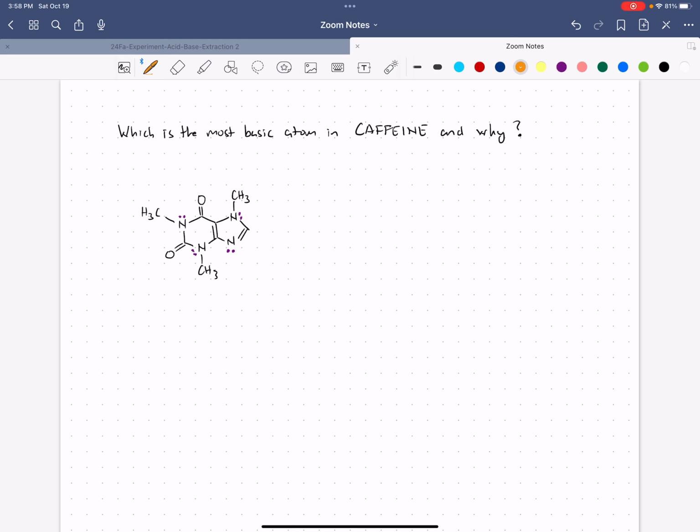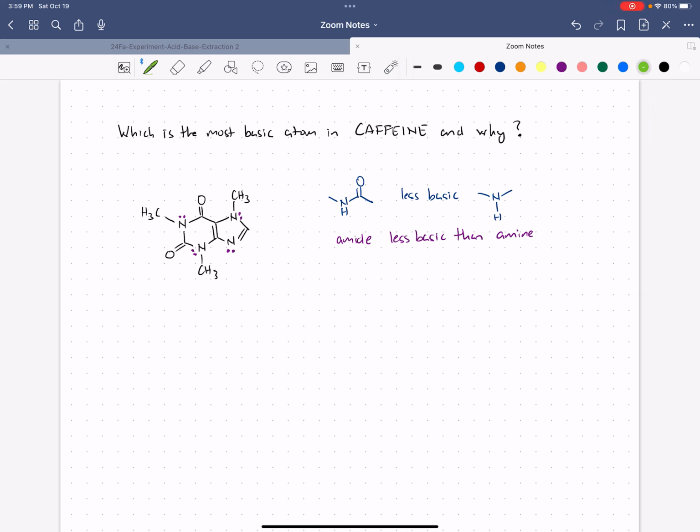Let's eliminate a couple more. When you have a nitrogen next to a C double bond oxygen, something like this, that is actually less basic than a nitrogen with no C double bond oxygen next to it. Why? Well, first of all, this is called an amide. So amides are less basic than amines. This one here is an amine, a nitrogen with 3 single bonds but no carbon-oxygen double bond.